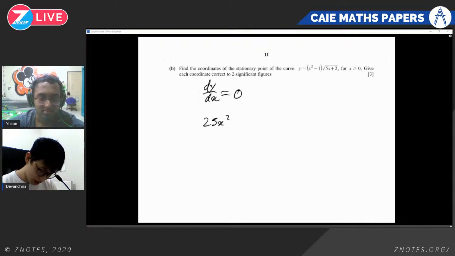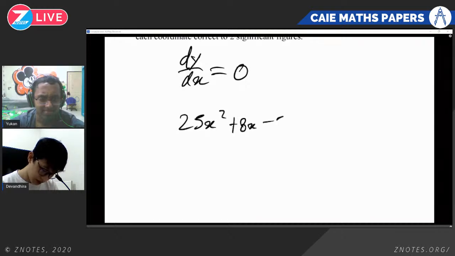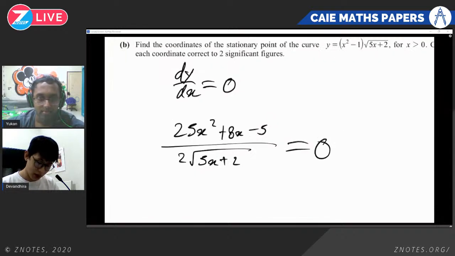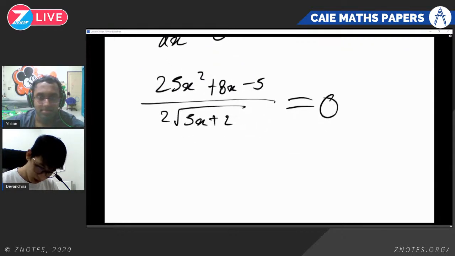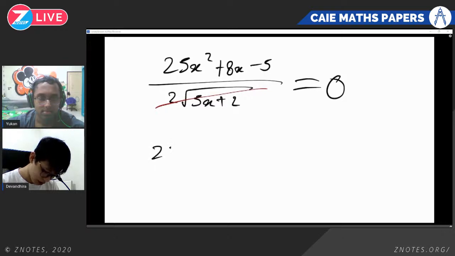25x squared plus 8x minus 5 over 2 square root of 5x plus 2. Okay, we have to equate this to 0. That means we're trying to look for the x value that would make the function have a stationary point. Is that correct? Yeah. All right, so let's solve this. We can multiply both sides by the denominator, and it will just cancel out. And now we have a quadratic equation.